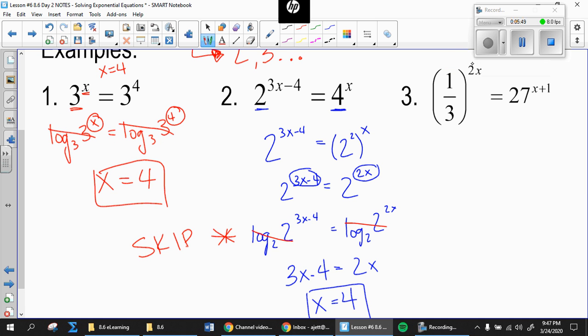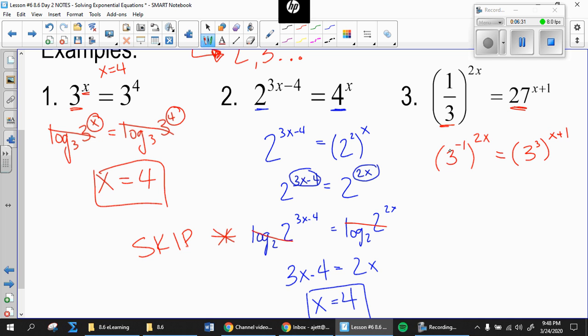So let's look at the next one. So again, I want to make these bases both the same thing. And so again, you're using numbers like 2, 3, 4, 5, these smaller numbers to rewrite these. And so if I want to rewrite 1/3 as just a number like 3, well, we know 3 to the negative first is equal to 1/3. It's just we wrote it in a different way. Same thing here. I can rewrite 27 as simply 3 cubed.